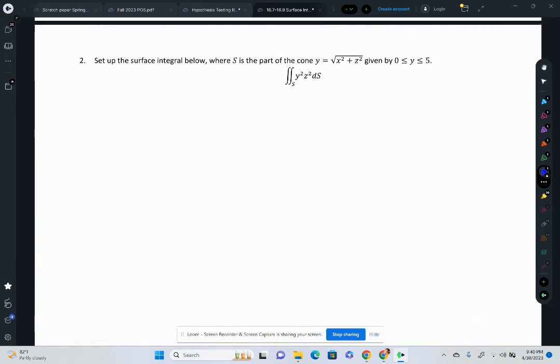All right, so for this next one, we're asked to set up the surface integral. And this surface integral is the double integral over S of y squared z squared dS, where S is the part of the cone. So they're describing our surface right now. It's the part of the cone y equals the square root of x squared plus z squared, where y goes from 0 to 5.